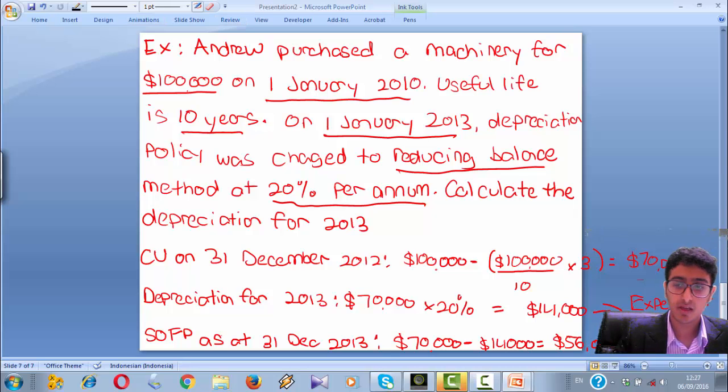Now, let us talk about revaluation. Okay, before I move on to revaluation, let me just remind you guys, when there is a change in the depreciation policy, or a change in the useful life, or even if there's a revaluation, we will always calculate depreciation at the new amount, okay, at the carrying value. Now, when I calculate depreciation for 2013, I don't use $100,000 again. I use the carrying value. Okay.